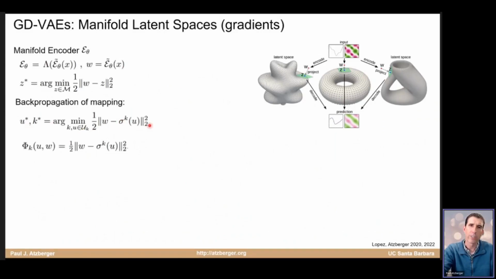So if you were to solve it in a particular coordinate system here, as I'm saying, u star, k star, where k star is just the chart index, and u star is the surface coordinate, which gets you the closest point of the manifold to that point w. You can formulate this in a way that involves an implicit equation, namely minimizing this would be equivalent to finding the zero of the gradient of this capital phi k, the objective function.